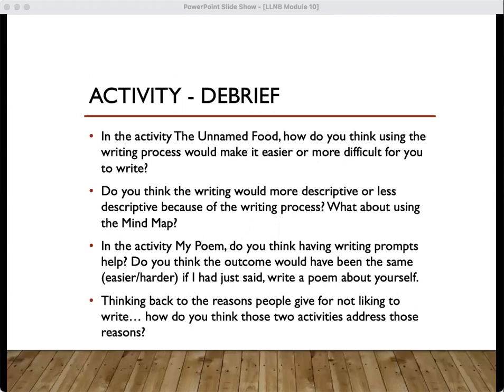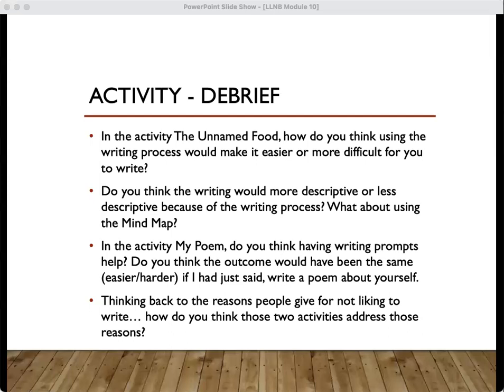We're going to think about the last 2 activities. In the activity, the unnamed food, how do you think using the writing process would make it easier or more difficult for you to write? Do you think that the writing would be more descriptive or less descriptive because of this process? And what about using the mind map?